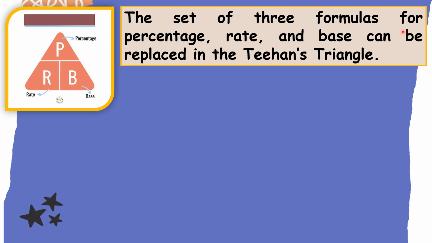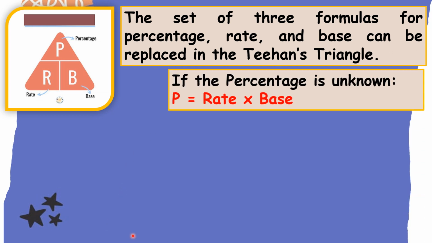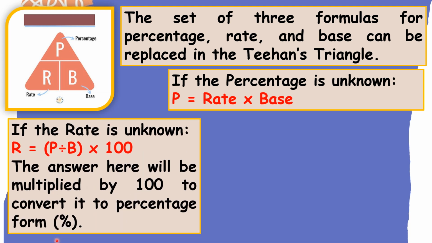The set of three formulas for percentage, rate, and base can be represented in the triangle. If the percentage is unknown, we are going to use the formula P equals rate times base. If the rate is unknown, we are going to use the formula R equals P divided by B, times 100. The answer here will be multiplied by 100 to convert it to percentage form.